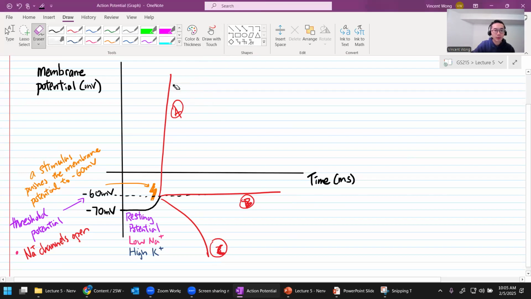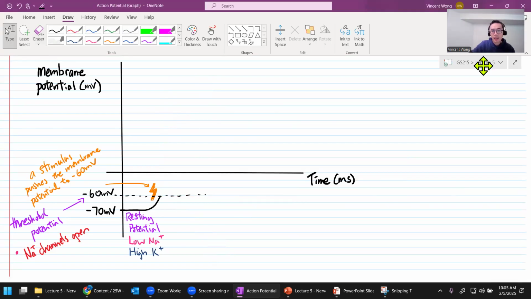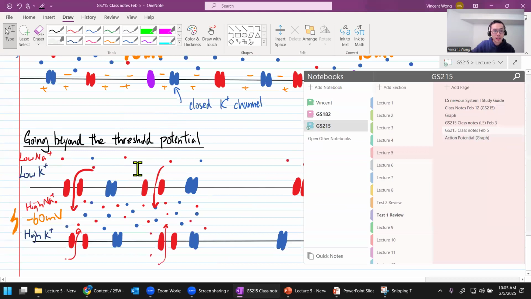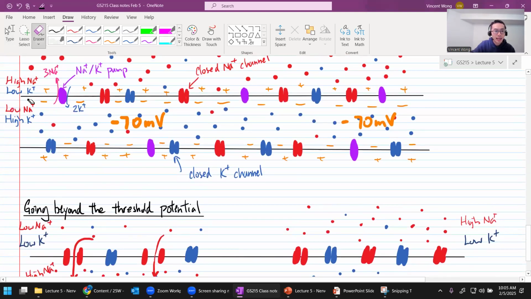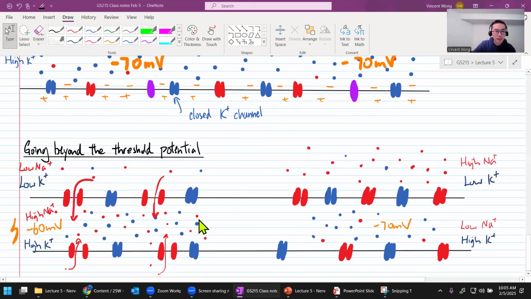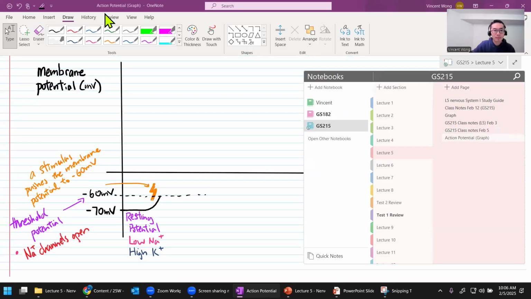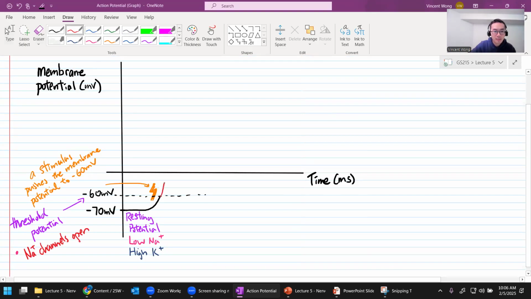Okay, well, I know it's really complicated. I'm sorry. Let's go back to here and take a look. Okay, remember it was negative on the inside to begin with, but now with all the sodium coming in, sodium carries a positive charge, right? So all these extra sodium coming in is going to make the inside more positive, isn't it? Right? So it's going to go up. Positive, positive, positive, positive.